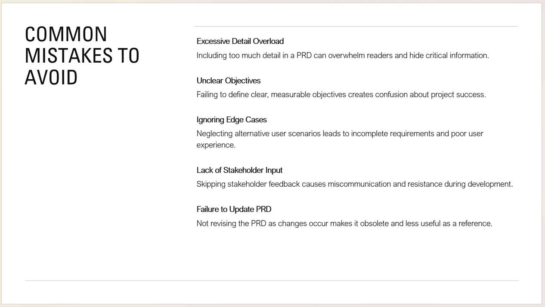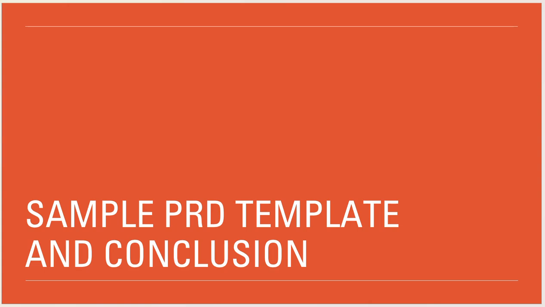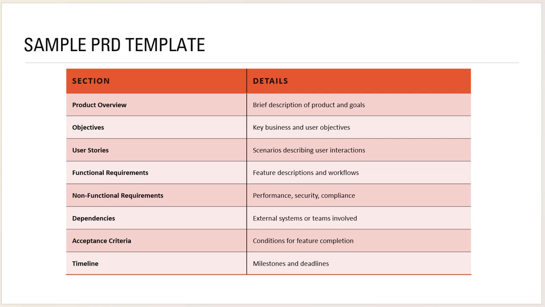So let's move on to the sample PRD template and the conclusion for the PRD document. A sample PRD template provides a structured format that product managers can adapt to their specific needs. The template typically includes sections such as product overview, objective, user stories, functional and non-functional requirements, dependencies, acceptance criteria, and timelines. Each section should have a clear heading and space for detailed description.